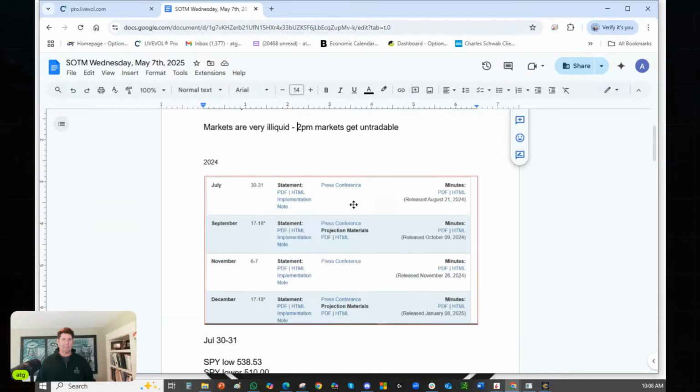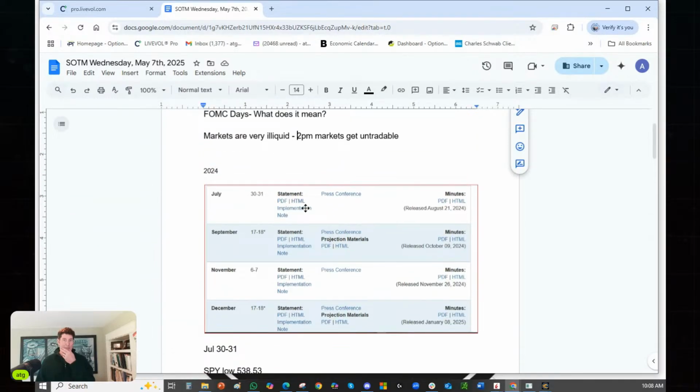So basically what happens with the Fed is they're going to have a press conference and then they release the minutes usually around a month later, where you get into the nitty gritty of what all the Fed guys were talking about. So here you can go to the Fed's website, and you can get this information, just when the next Fed date is.